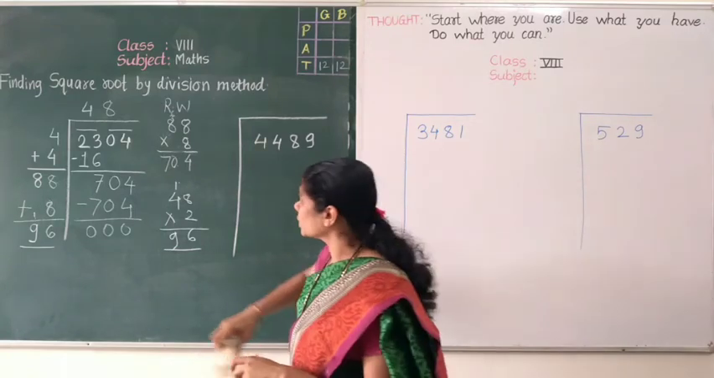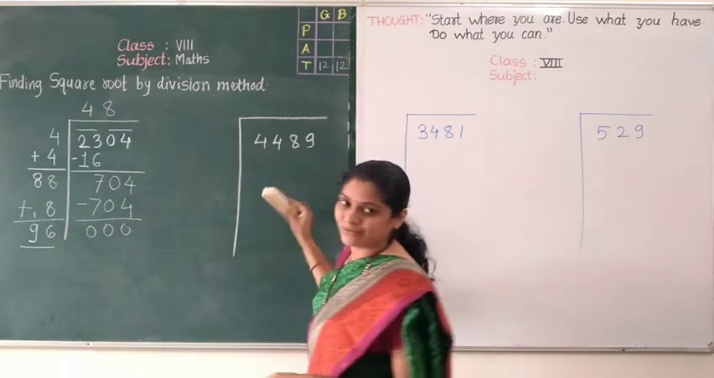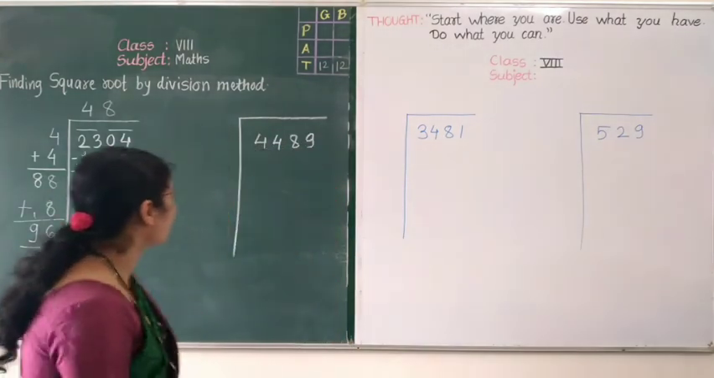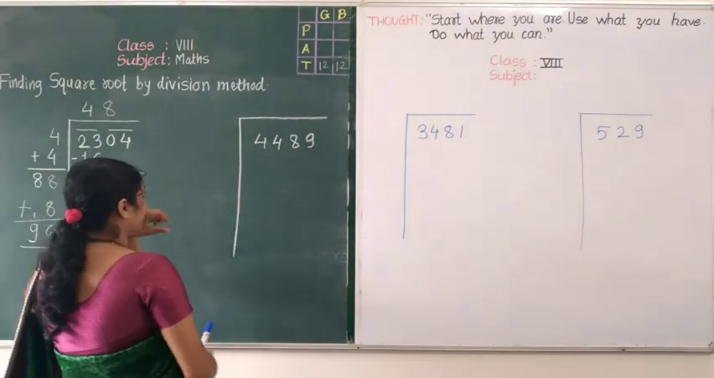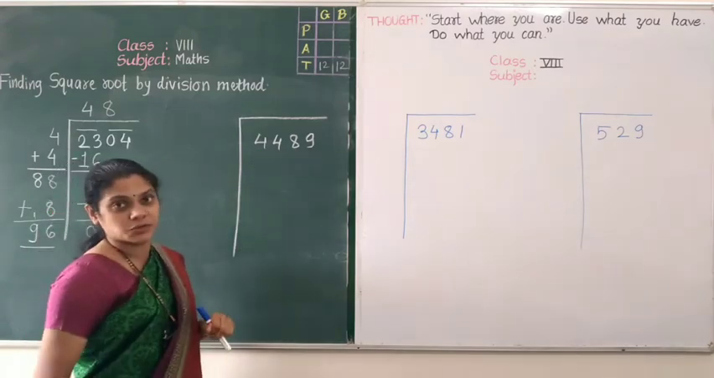Okay, so I am going to rub this and now we will start to solve this one question. What is the next question? Is 4489. So what is the first step?